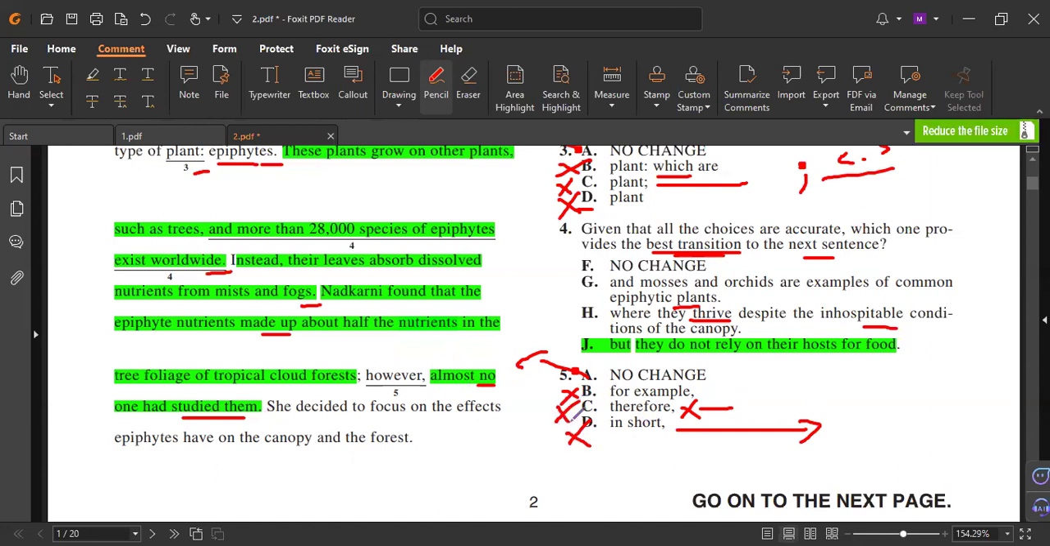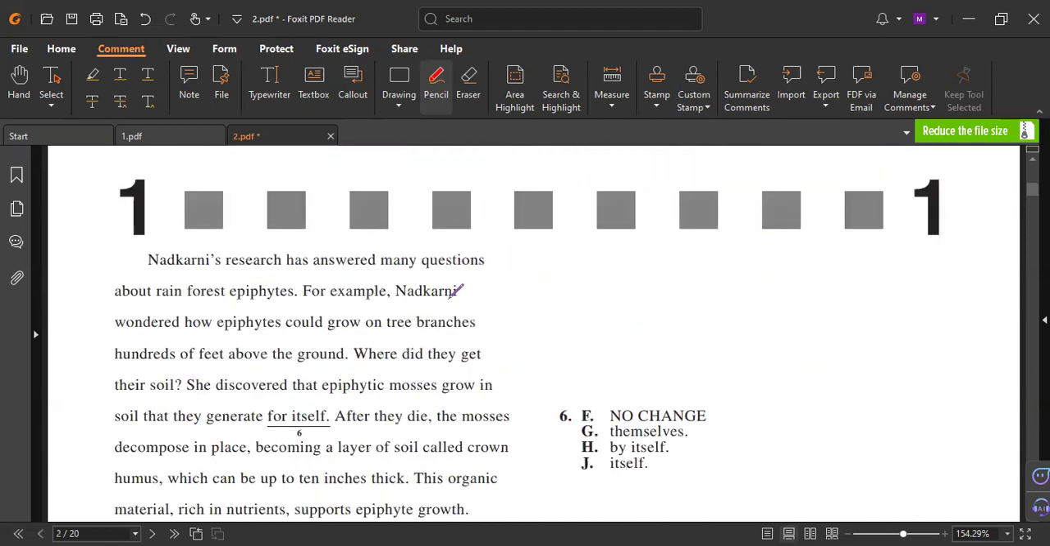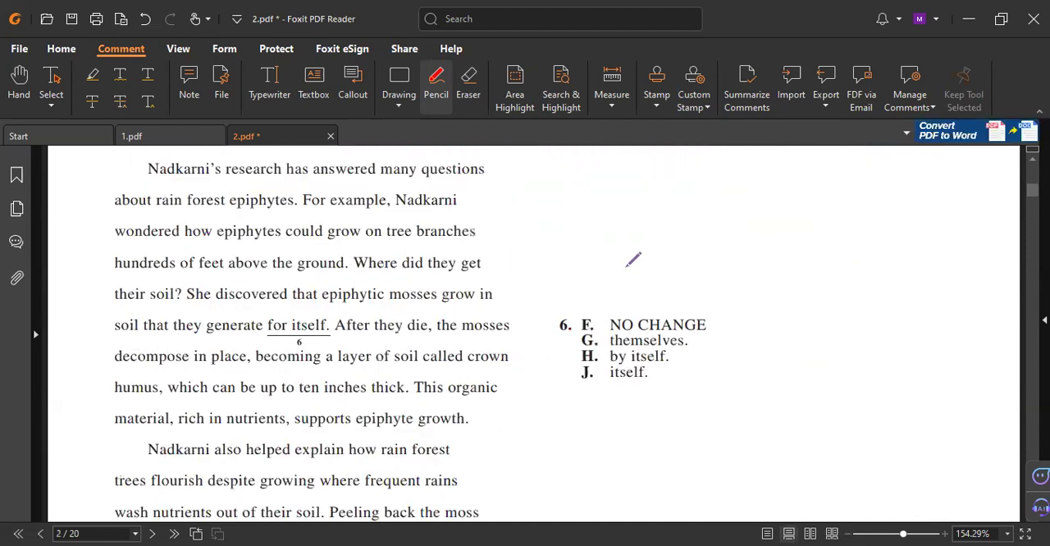So transition words, it could be like this way. If I don't understand the previous ideas, I can read more. If I don't understand the following, I can read more. Don't depend only on one sentence, but read the following ideas and the previous ideas to help you. Okay, now it's your turn. Try.